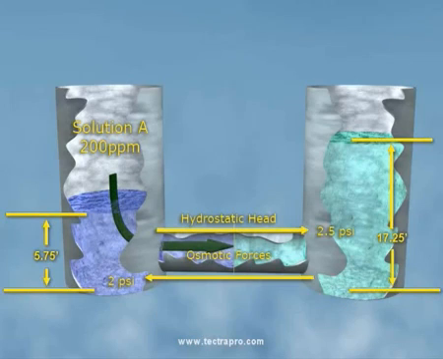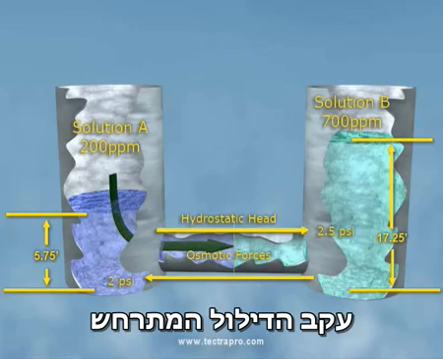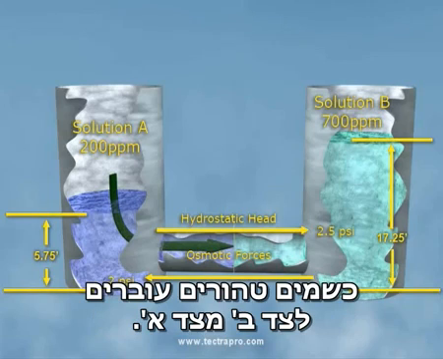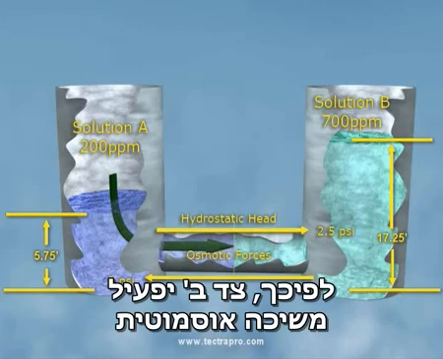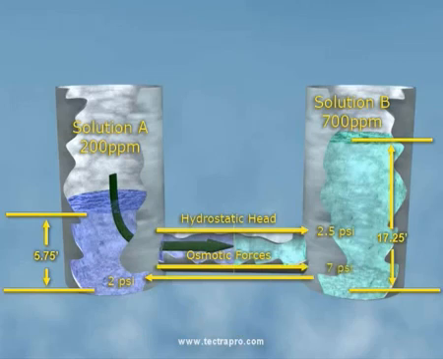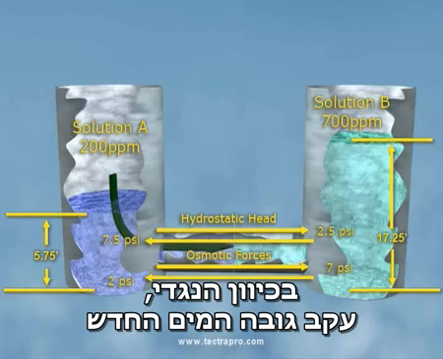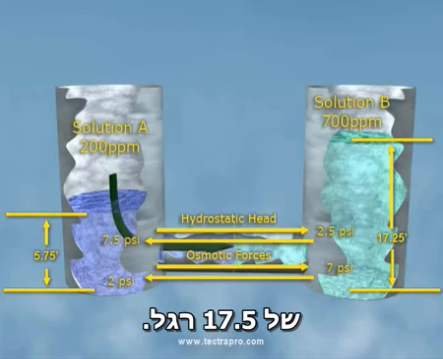2.5 psi. Solution B will have a concentration of approximately 700 ppm due to the dilution which occurs when pure water migrates to side B from side A. Side B will therefore exert an osmotic attraction of 7 psi in the direction shown, and it will exert a hydrostatic force of 7.5 psi in the opposite direction due to the new water height of 17.25 feet.